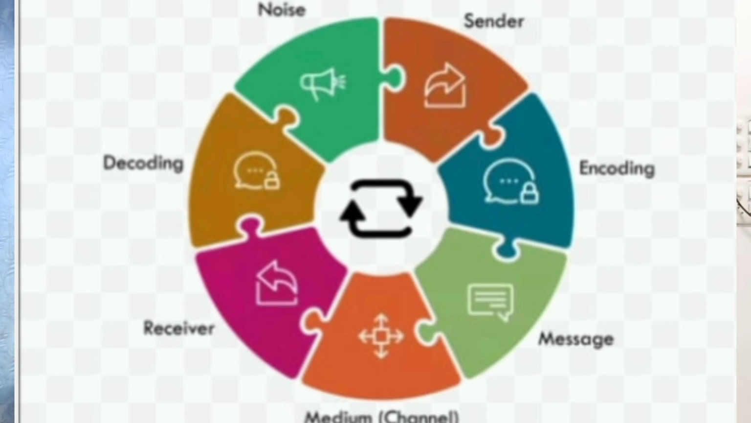Here you can observe on the screen how communication process takes place. First of all, sender takes initiative for communication. As per the need of his communication, he encodes. Then he chooses a communication channel and sends messages to the receiver. Then receiver gets message and he starts the process of decoding. And later on, at the end, he gives feedback to the sender.